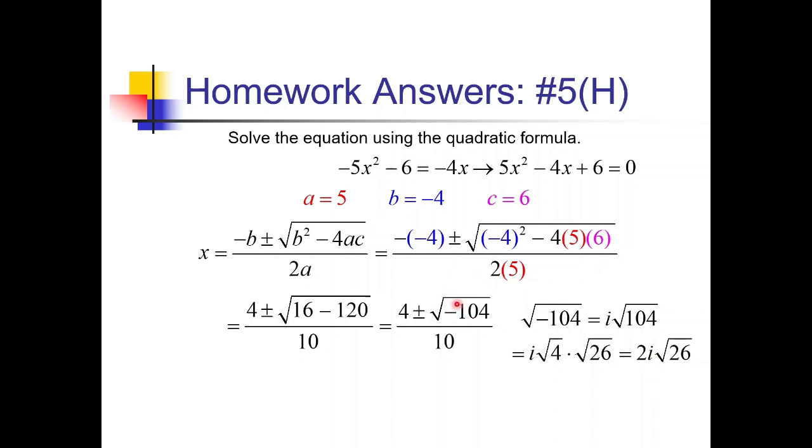Putting that back over here now, we've got 4 plus or minus 2i radical 26 over 10. 4, 2, and 10 are all divisible by 2, so I'm going to reduce all those by 2. I can't touch this 26. It's not really a 26. It's the square root of 26, so that's different. But I can do the other ones here. So we have a 2 plus or minus just 1i radical 26 all over 5.